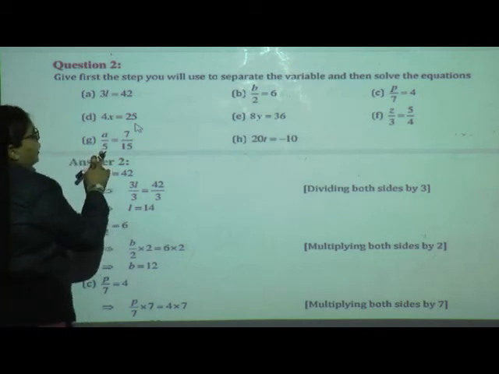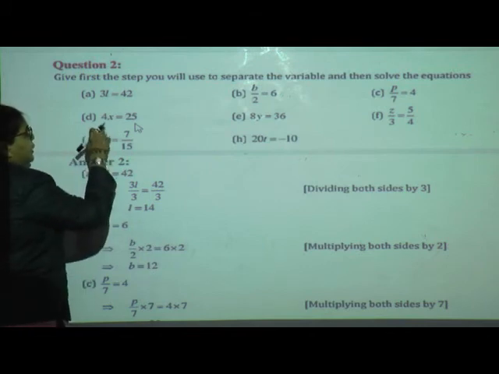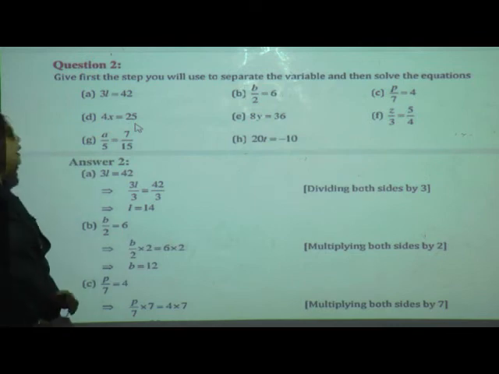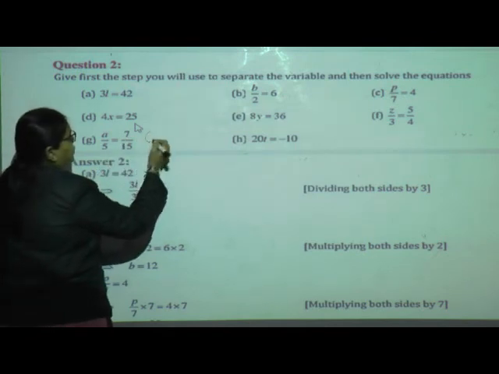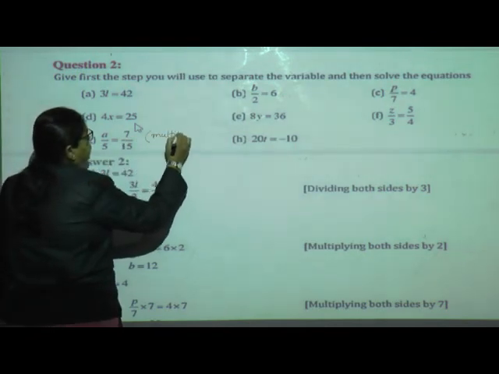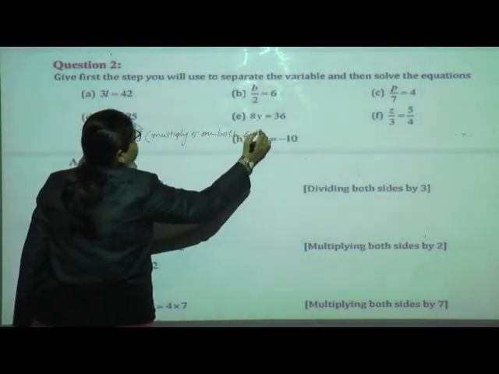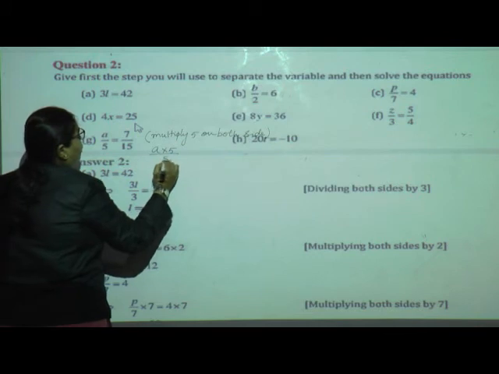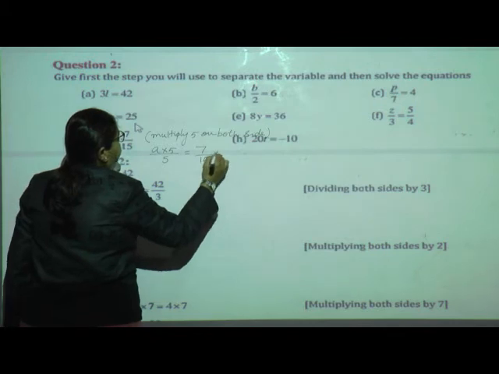Here we are having a 5 in the denominator. What to do? We will multiply by 5, then we will get 5 here. So this will get cancelled. We will have a variable separately. So I will consider this question and I will write here only: multiply 5 on both sides. a multiplied by 5 upon 5 is equal to 7 upon 15 multiplied by 5.